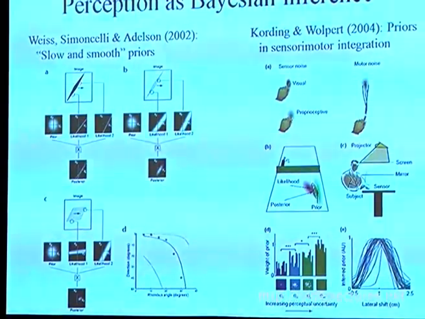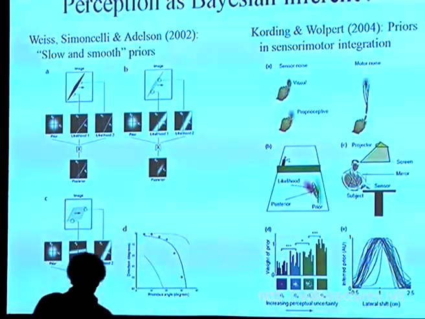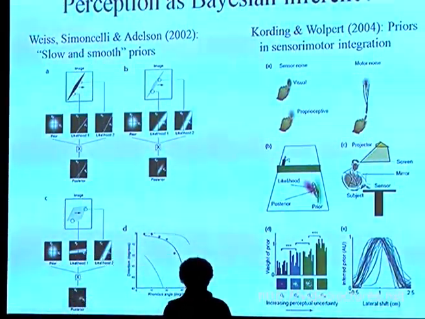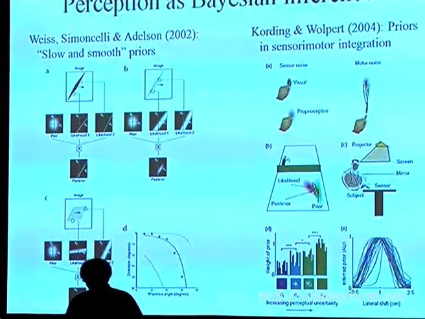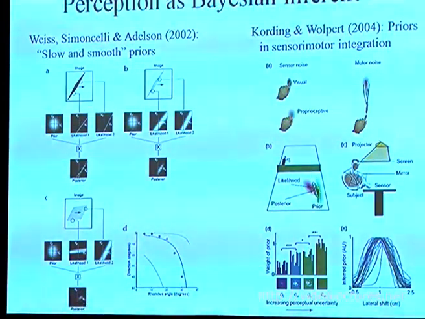So there's work that is classic, like Yair Weiss and Eero Simoncelli and Ted Adelson's work on motion perception, or Konrad Körding and Wolpert's work. What this kind of work is showing is that by making a fairly straightforward Bayesian framework with simple but reasonable priors, like a prior that motion in an image is slow and smooth, you can explain both the amazing successes of human motion perception and also some of the quirks.